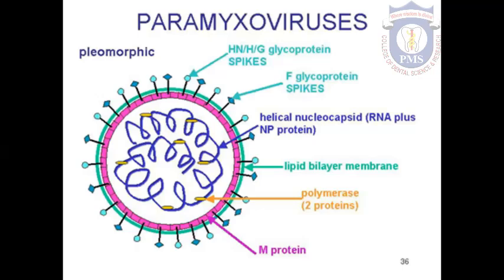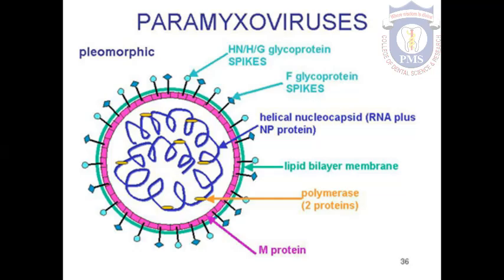Now, Paramyxoviridae. Paramyxoviridae contains a group of viruses which are transmitted via the respiratory route, following which they may cause localized respiratory infection in children, or they may disseminate throughout the body to cause highly contagious diseases of childhood such as mumps, that is parotid enlargement, and measles, that is rashes.